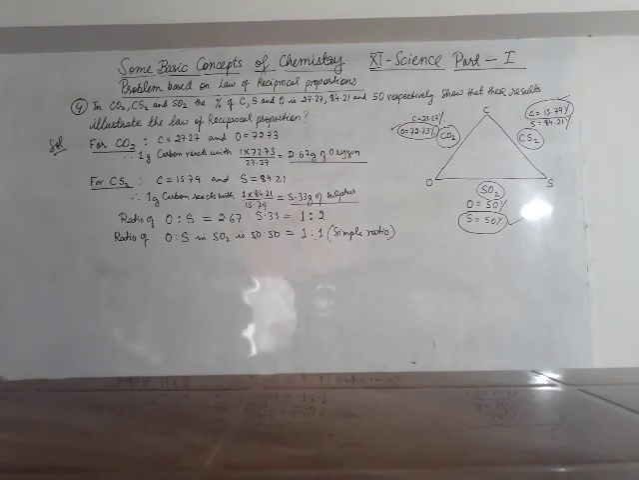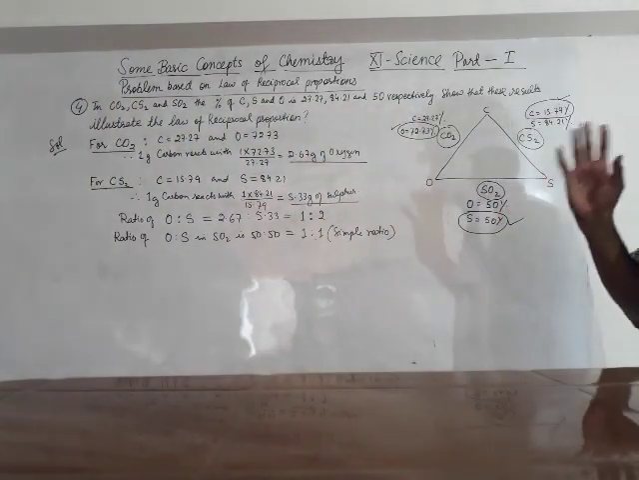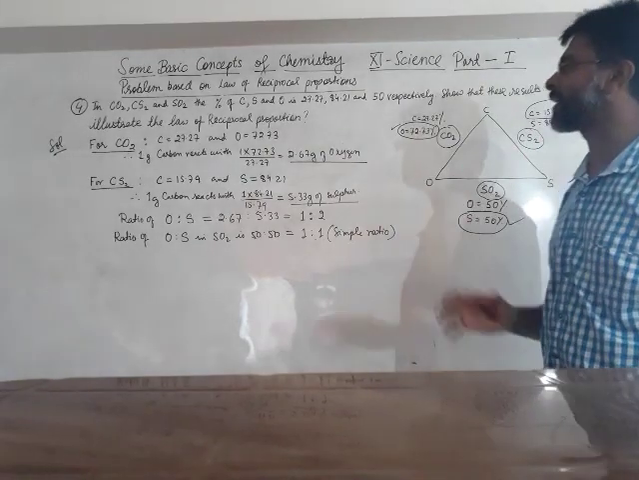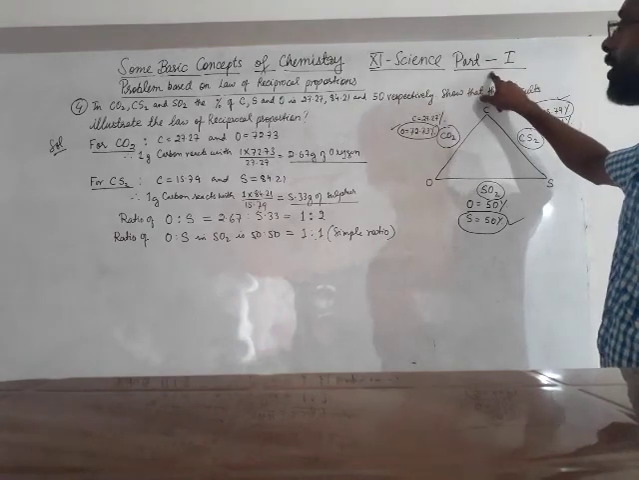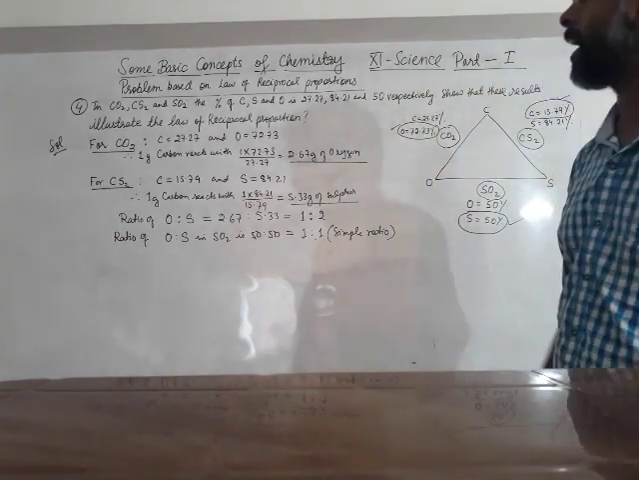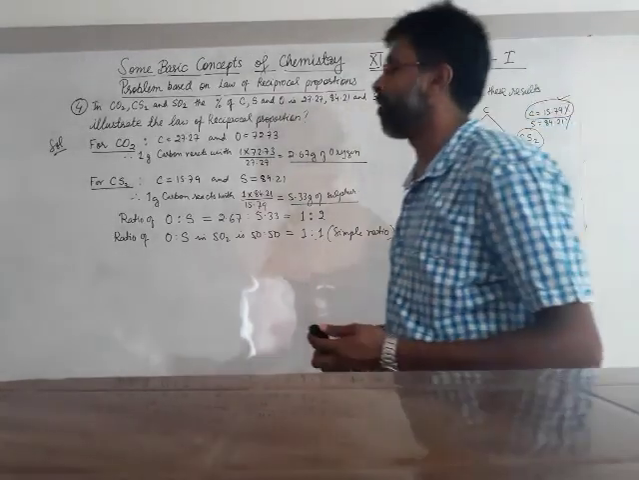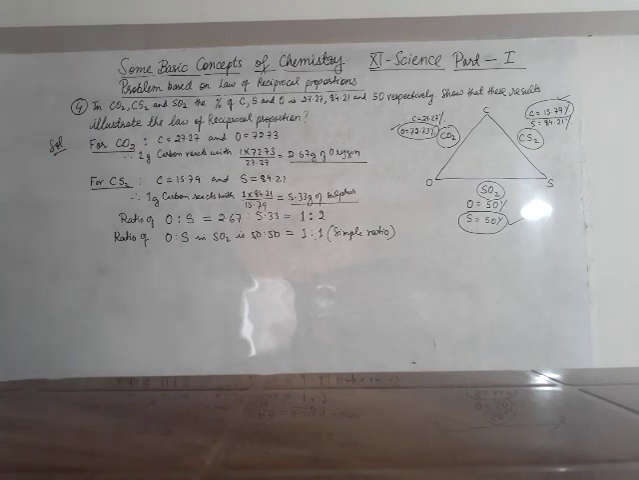So now, my dear students, I want you all to go through these 4 sums very nicely. This is part 1 of this chapter, some basic concepts of chemistry. I have explained to you different types of problems based on conservation of mass, problems based on multiple proportion, and problems based on reciprocal proportions.